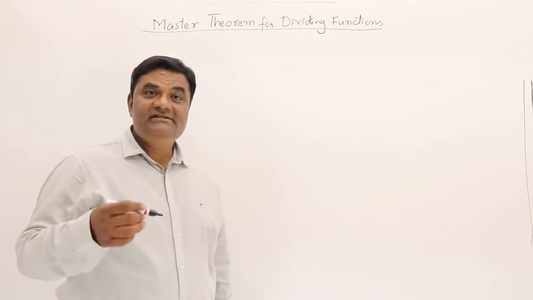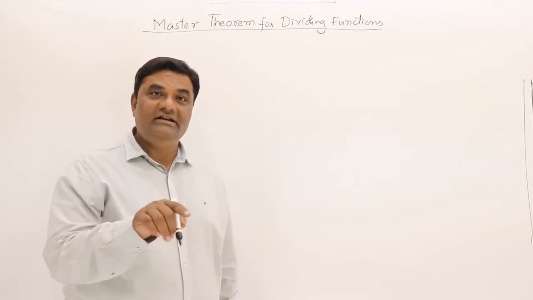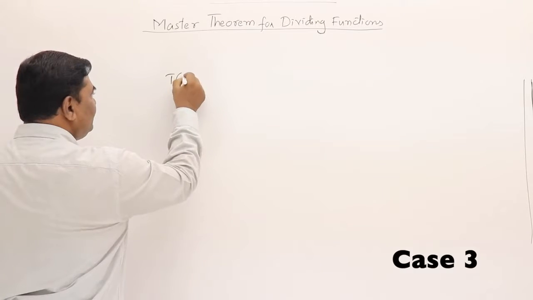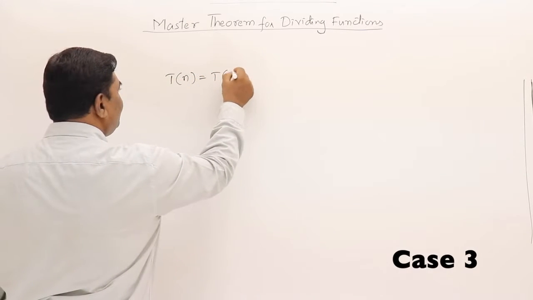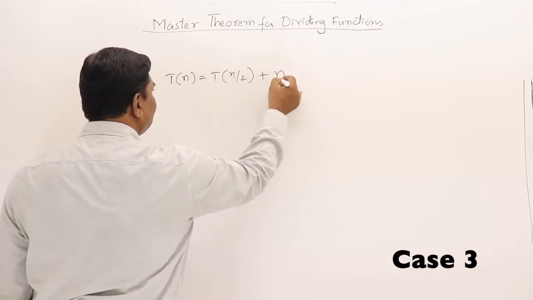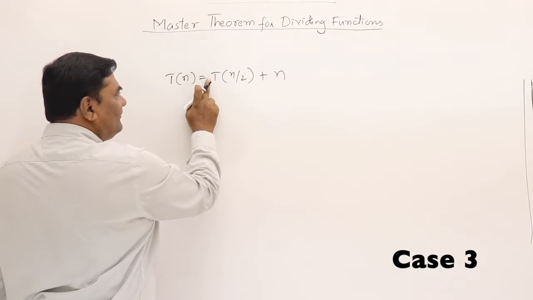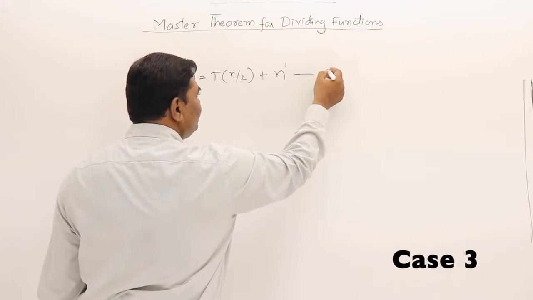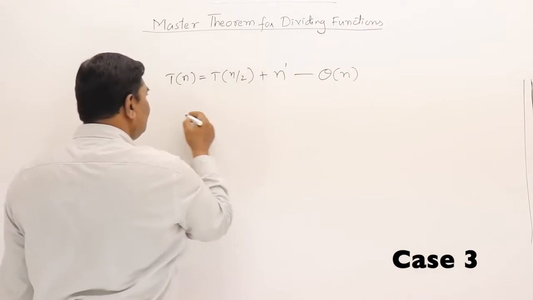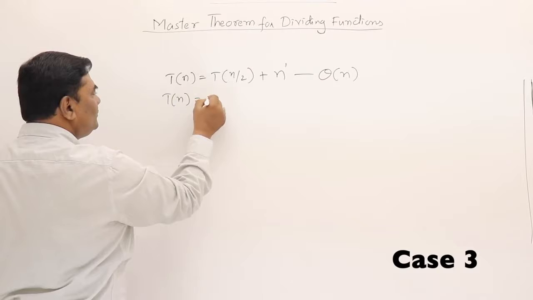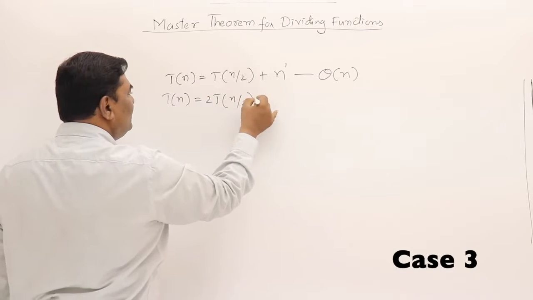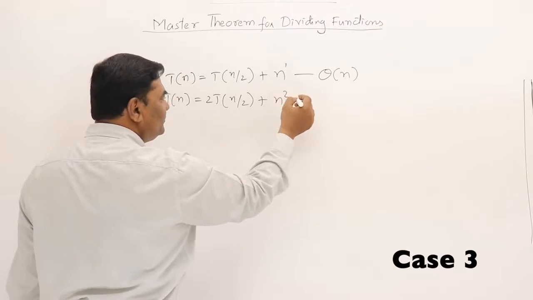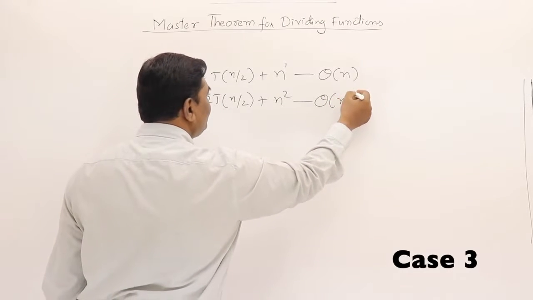Now let us take some examples from case 3. Then I will go to case 2. Case 3: T(n) = T(n/2) + n. Log 1 base 2 is 0 and this is 1. So this is greater. So this is Theta of n. If this is 2T(n/2) + n^2, log 2 base 2 is 1 and this is 2. So this is Theta of n^2 only.